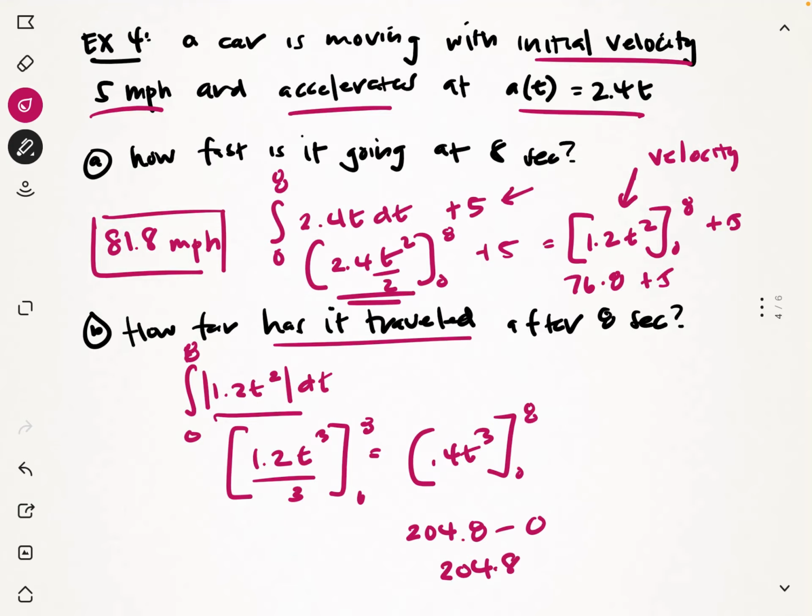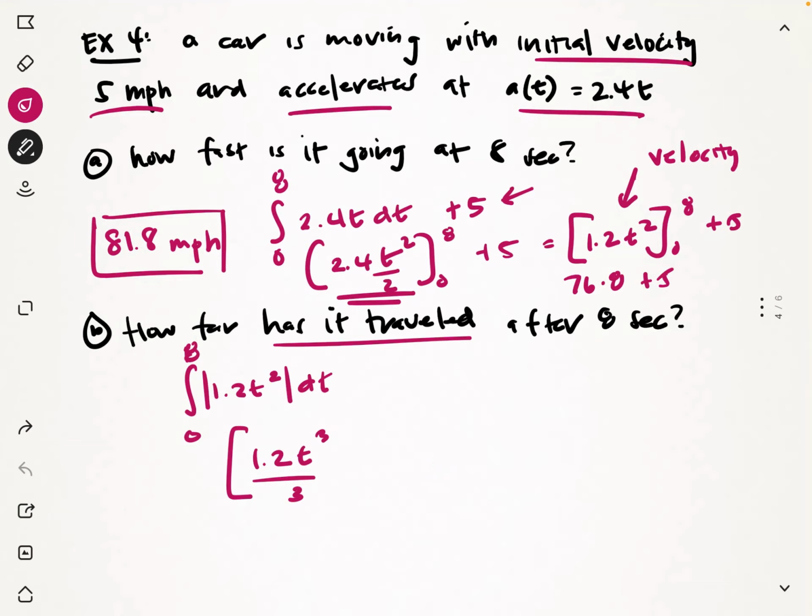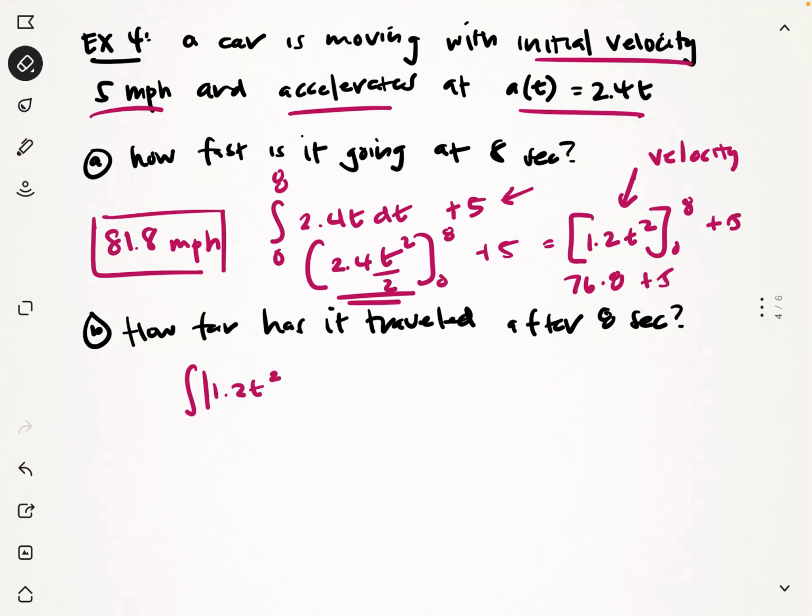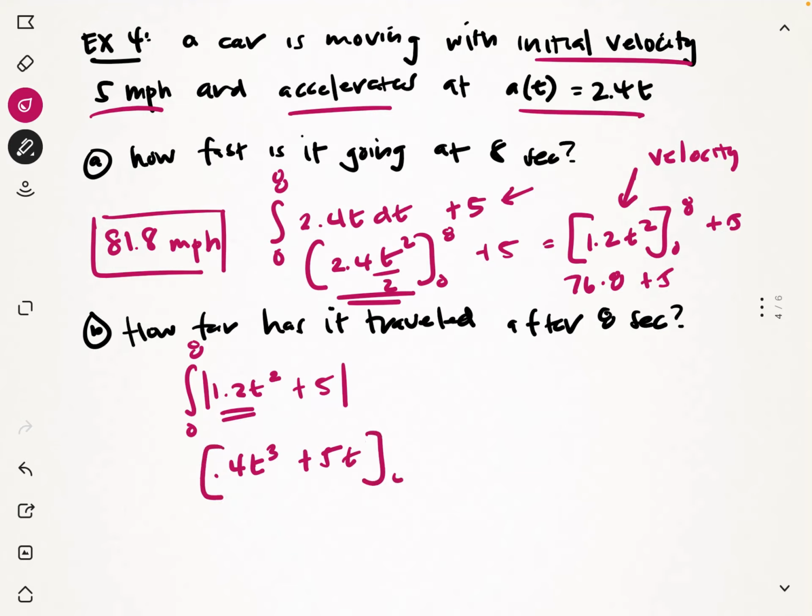Oh, I messed it up. Sorry. We forgot to add in the initial velocity here, which is not too big of a problem, but this should actually be plus 5 because there's actually 5 miles per hour added onto the velocity at that point. Okay, so this is still going to be the same thing. It's going to be 0.4 t cubed, but then we have our 5t here when we do our integral. And then we do that from 0 to 8.